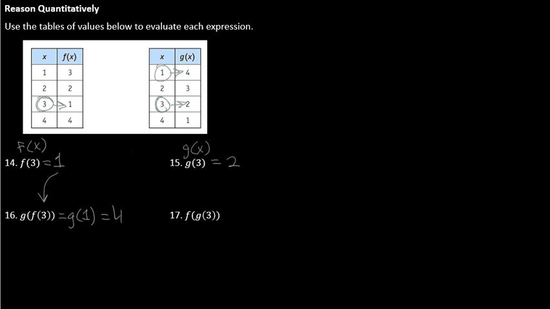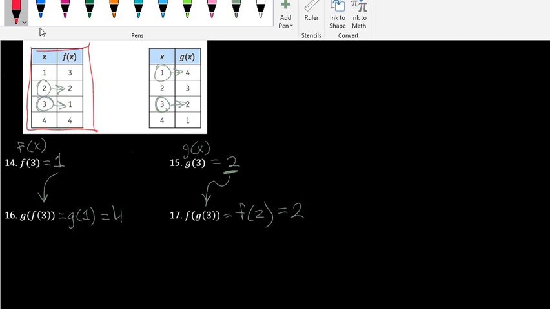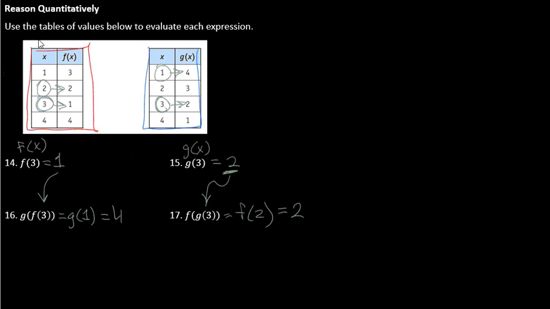Same thing over here. f of g of 3. Again, we already know what g of 3 is. It's 2. So instead of saying f of g of 3, we can just say f of 2. Okay, so f of 2 gives me 2. We didn't have an actual function to go off of, but we knew numerical values for f and g in these tables, right? And from that, we were still able to evaluate the functions as functions of each other.